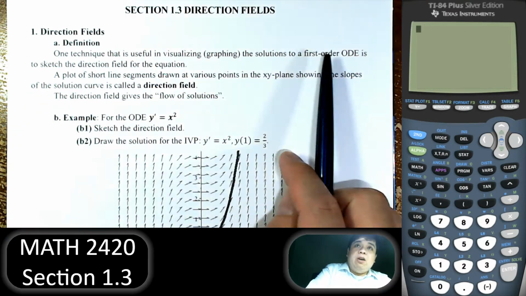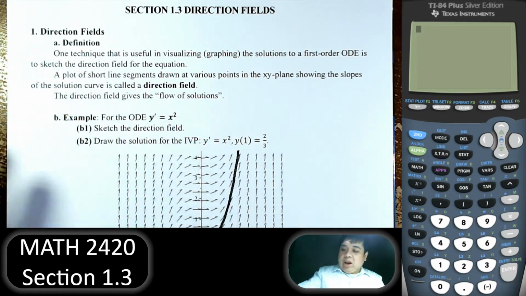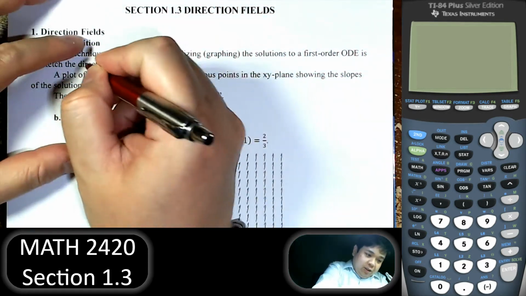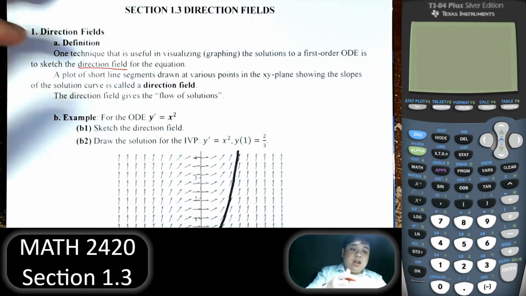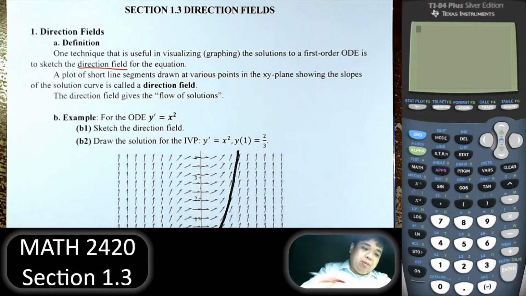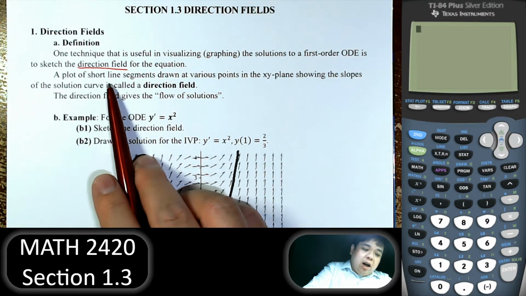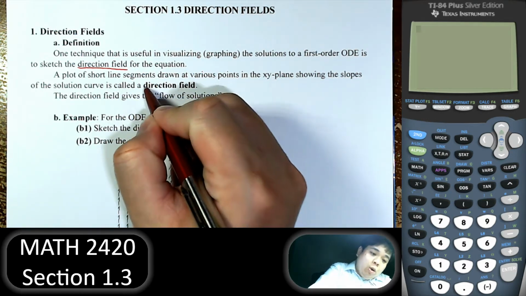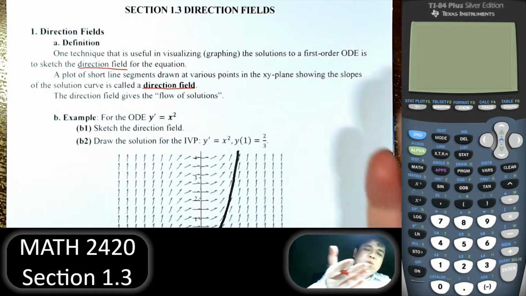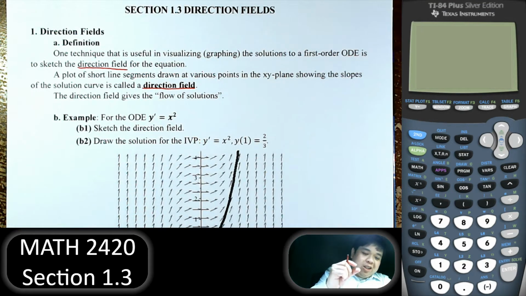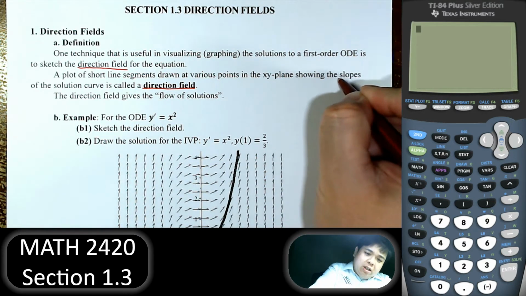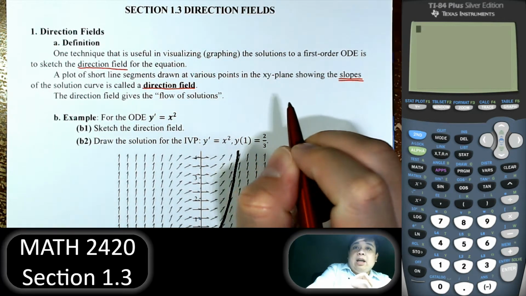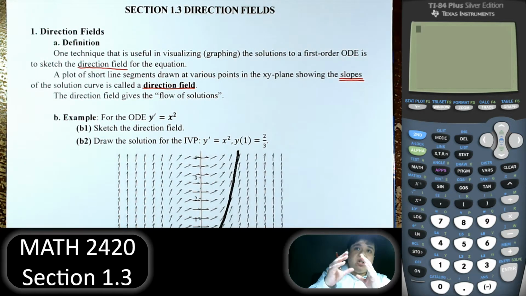One technique for visualizing the solution of a differential equation is what we call the direction field, which is a field of directions. If we plot a short line segment at different points on the xy plane, that we call the direction field. So pretty much a field of all of the little slopes. And why is slope so important? Because the slope is the derivative. So pretty much we plot a bunch of derivatives at each point of the equation, right?